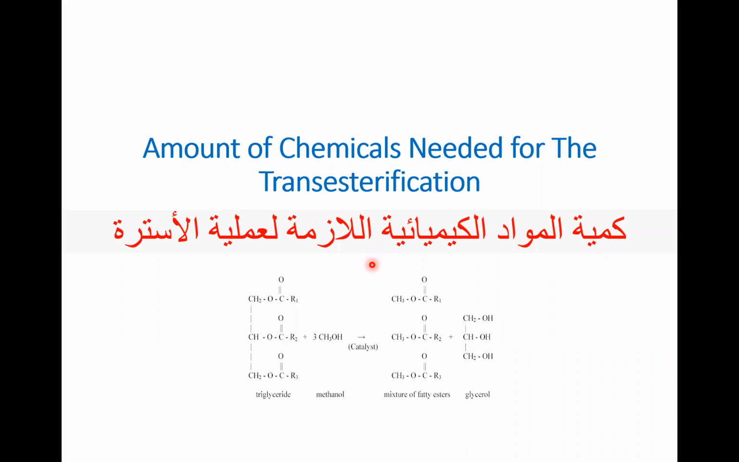Hello everyone, today I'm going to explain how to calculate the amount of chemical needed for transesterification. Last time we talked about transesterification as a process that can be used for producing fatty acid esters, which is biodiesel. We said that 1 mole of triglyceride should be reacted with at least 3 moles of alcohol, in this case methanol, and in the presence of a catalyst, we can produce the biodiesel and the glycerol.